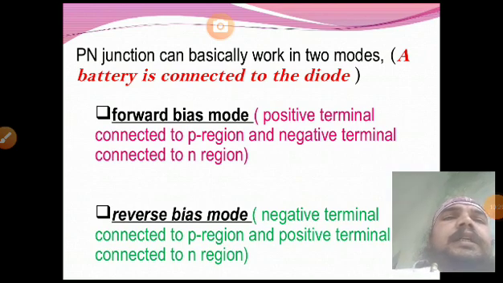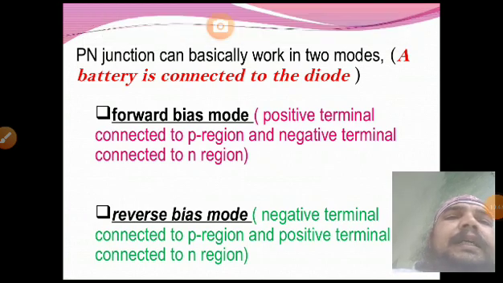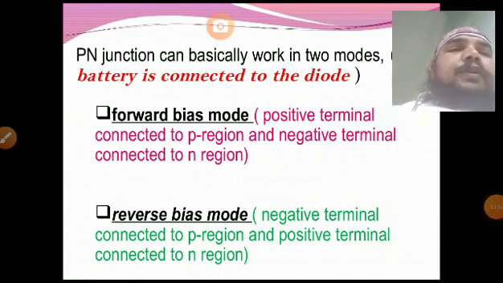A PN junction can basically work in two modes when a battery is connected to the diode. First, the forward bias mode: the positive terminal is connected to the P region and the negative terminal is connected to the N region. This is the forward bias principle.